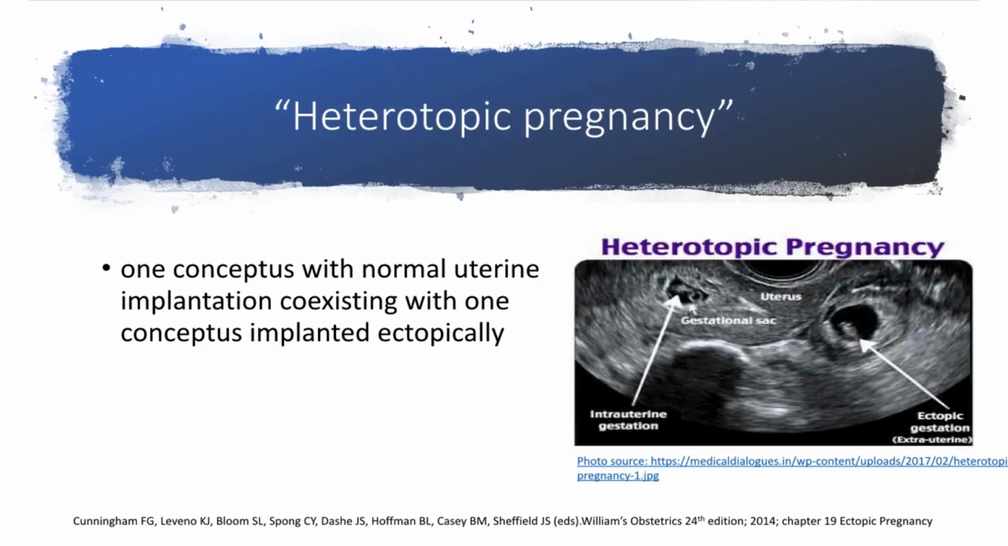Occasionally, a multifetal pregnancy is composed of one conceptus with normal uterine implantation coexisting with one implanted ectopically, and this is what we call heterotopic pregnancy. The natural incidence of these heterotopic pregnancies approximates 1 per 30,000 pregnancies. However, because of ART or assisted reproductive technologies, their incidence has increased to about 1 in 7,000 overall.